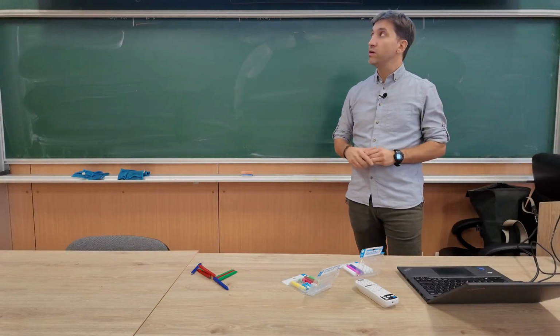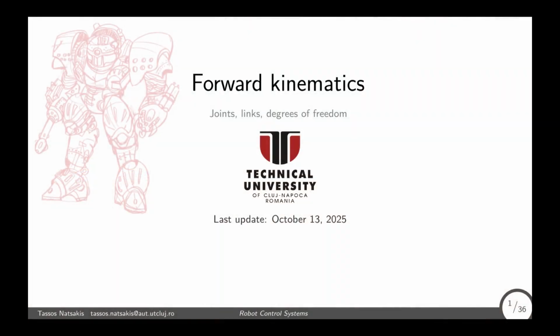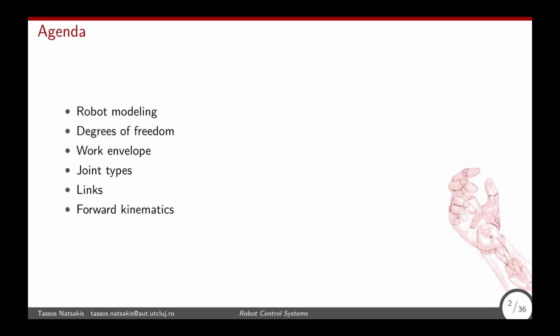And today we will use transformations to define what we call the forward kinematics of a robot. And in order to do that, we have to define some terminology: what are joints, what are links, degrees of freedom, and other aspects of modeling a robot. So we will start with the description of a robot.